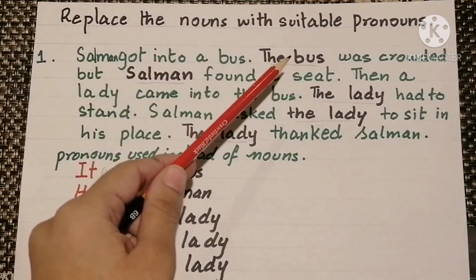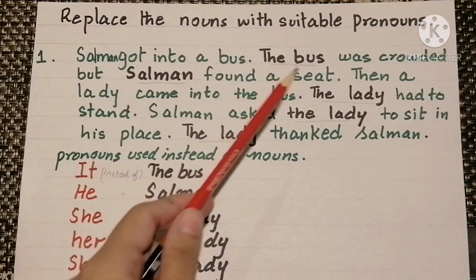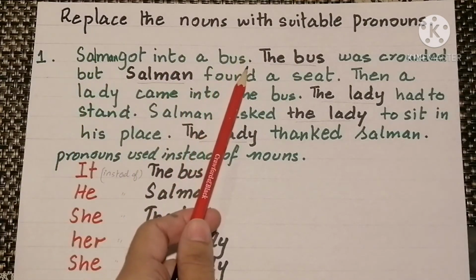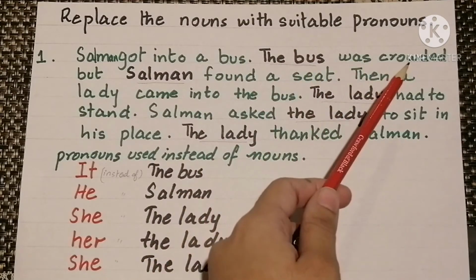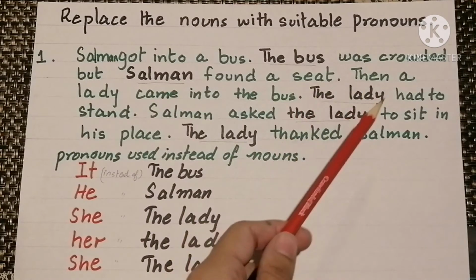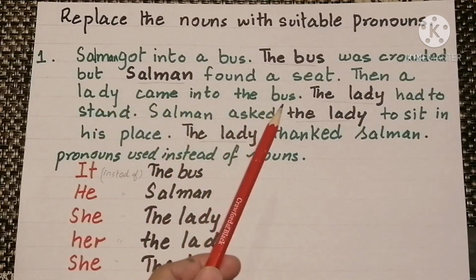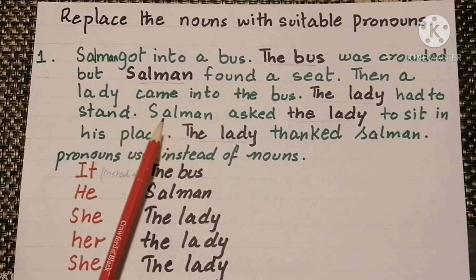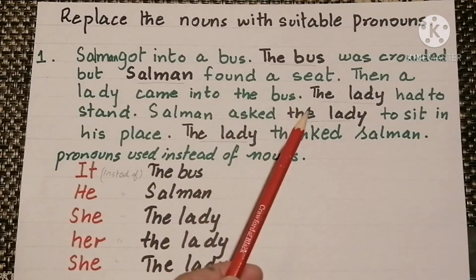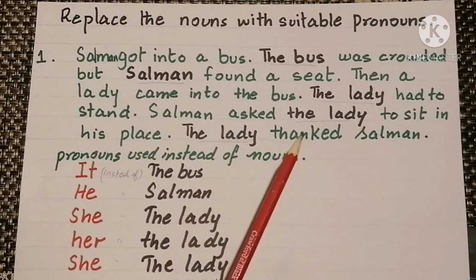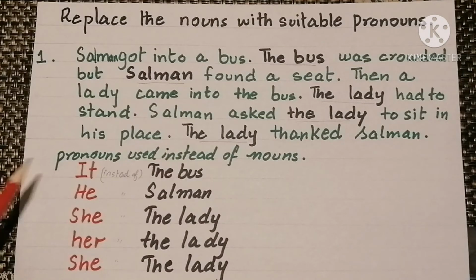Now we will use pronouns instead of the nouns that are written in black. Now the bus will be replaced with it. Salman got into a bus. It was crowded, but he found a seat. Then a lady came into the bus. She had to stand. Salman asked her to sit in his place. She thanked Salman.